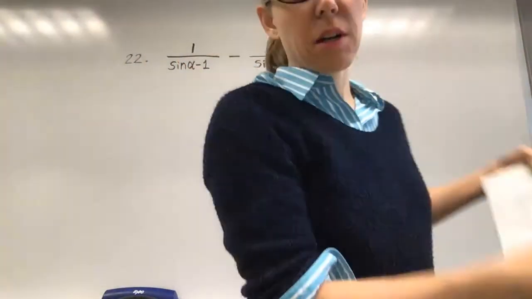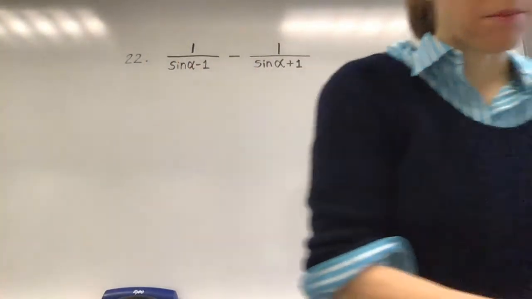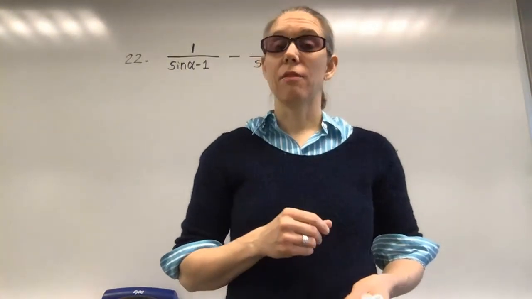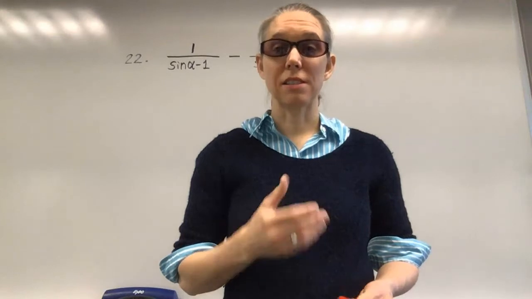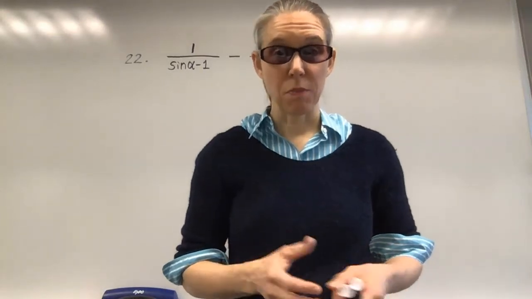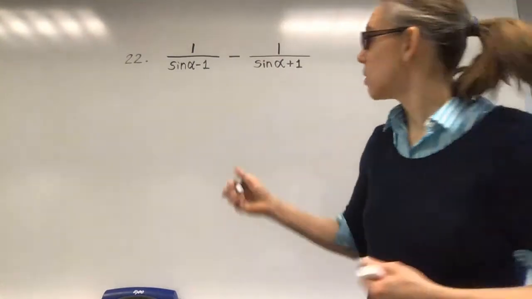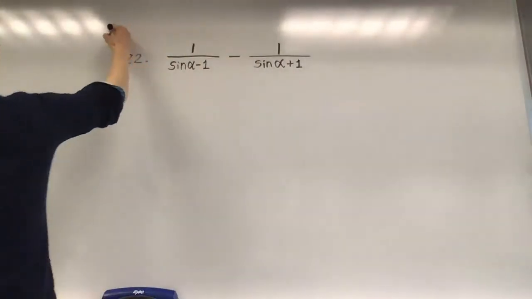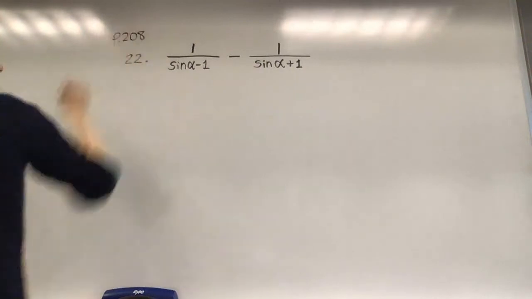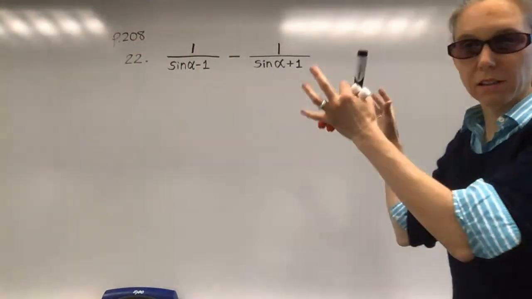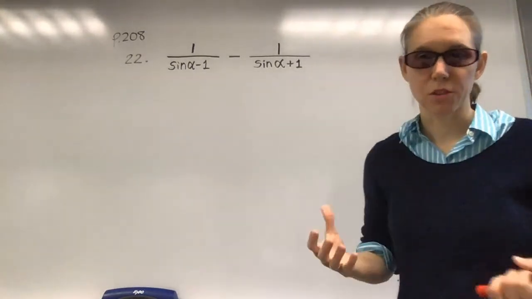Okay, so what we're going to be doing first of all in 5.2 is continuing where we left off in 5.1. In 5.1, we worked on simplifying expressions. So we're going to continue with that. So this first problem is from page 208, number 22. And we're simply going to put this in its lowest possible version.